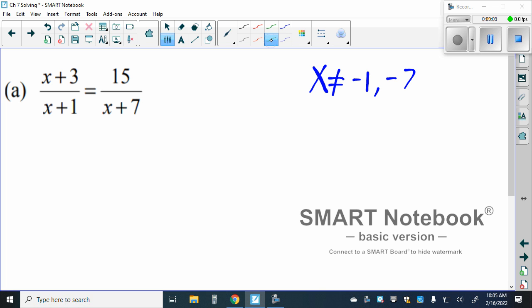So now we just need to see what we're going to multiply everything by. For the 15, we're going to multiply by, we know x plus 7. What else? X plus 1.